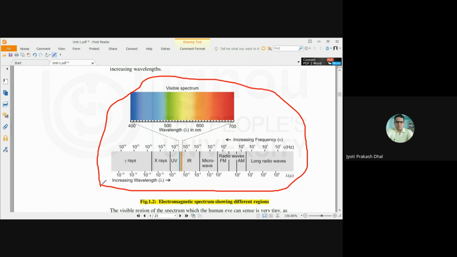The electromagnetic radiation having the least wavelength has the highest frequency. The first one is gamma ray, having the least wavelength, so its frequency will be highest. After that come X-ray, then ultraviolet, then visible, then infrared, then microwave, and then the radio waves. The radio waves are again divided into radio waves and long radio waves, and these are again divided into FM and AM.